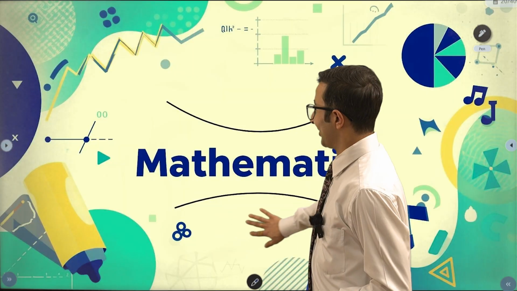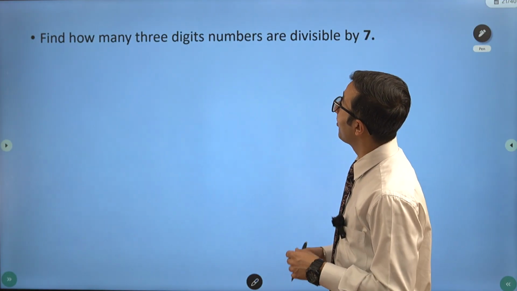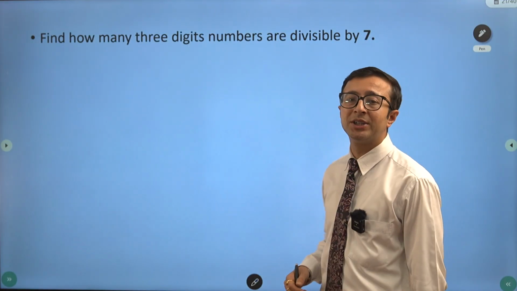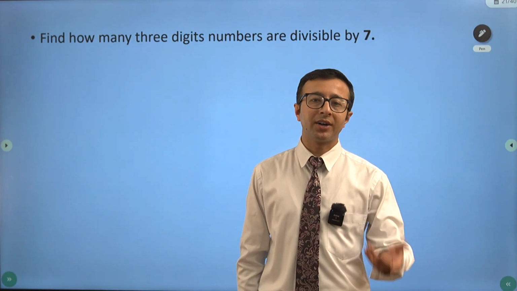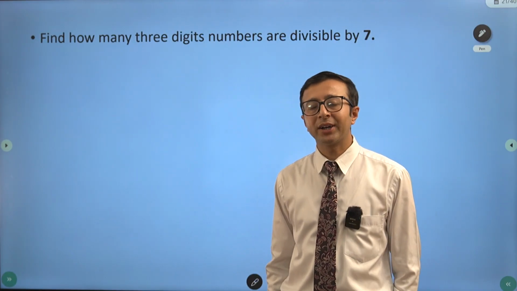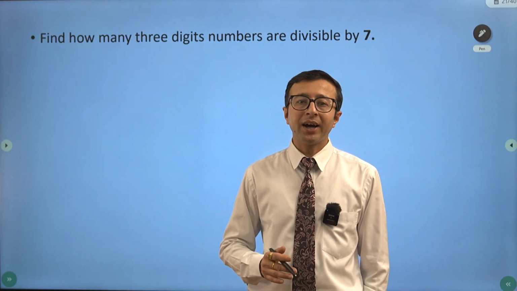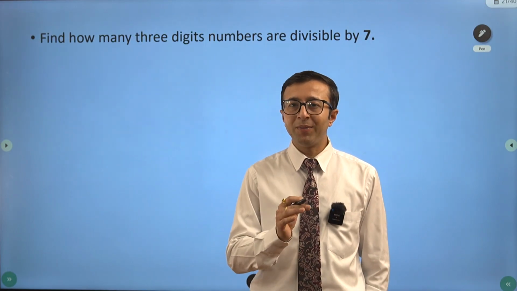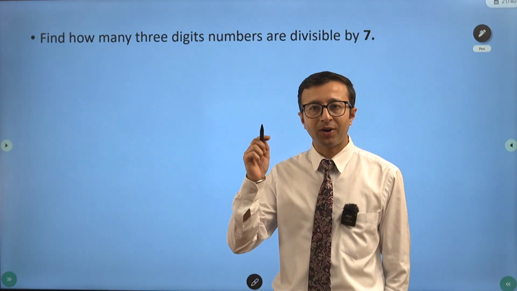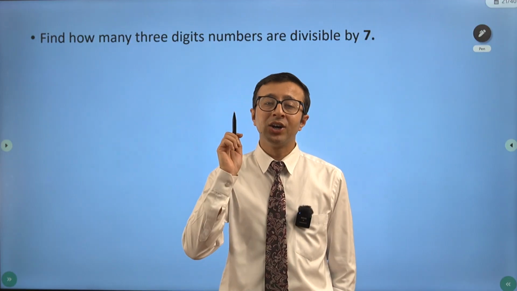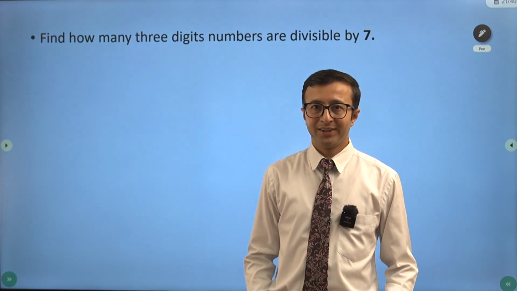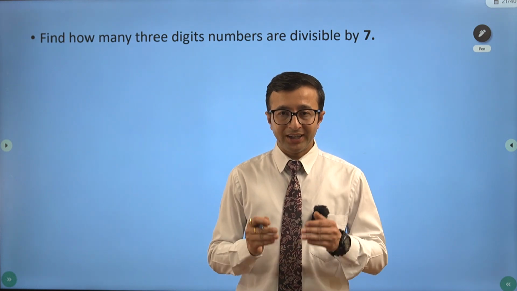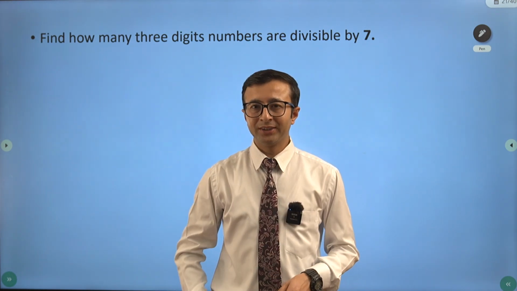Let's start. So first question: find how many 3-digit numbers are divisible by 7. You know that the smallest 3-digit number is 100 and the greatest 3-digit number is 999. We are supposed to count the 3-digit numbers, that means from 100 to 999, which numbers are divisible by 7. How to check them? If you think of it, it seems quite time consuming.